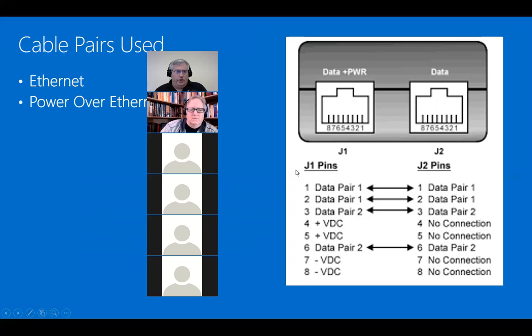Also, in power over Ethernet, certain devices are able to accept a certain amount of power over network cables. For example, a security camera, you don't need separate power for it. You can plug it with a power and data cable all in one. You have to have a special switch or a power injector on the other side in order to power it.